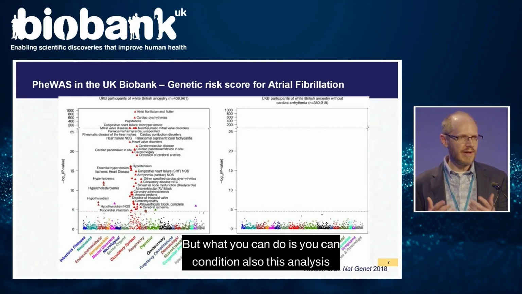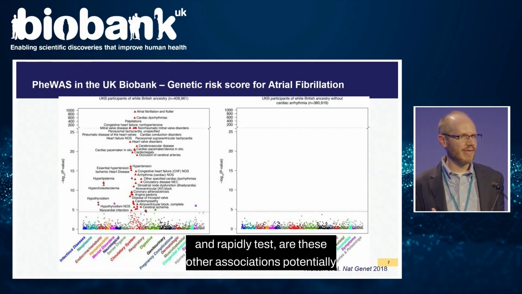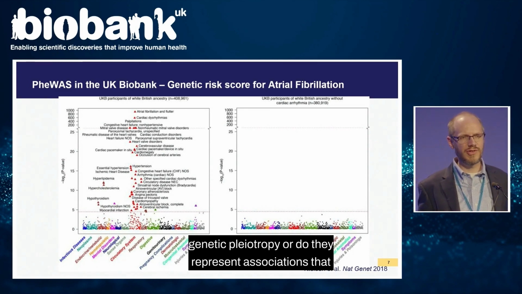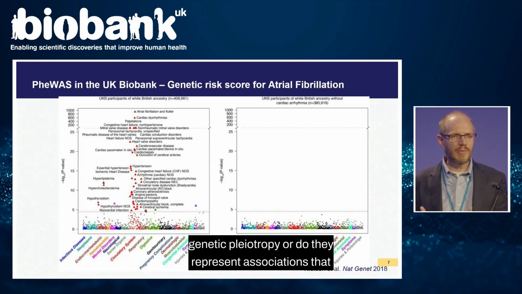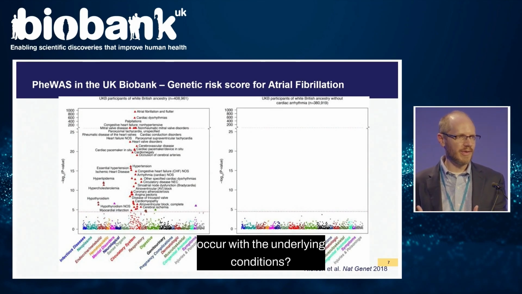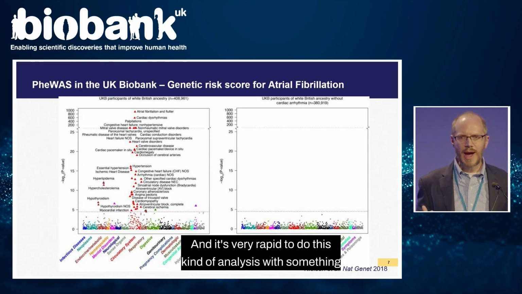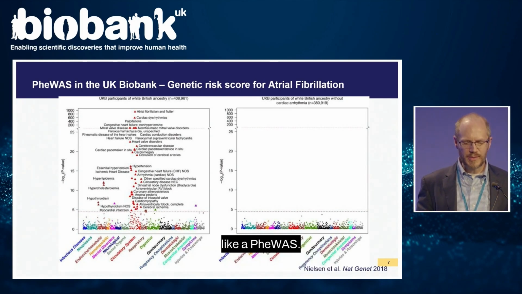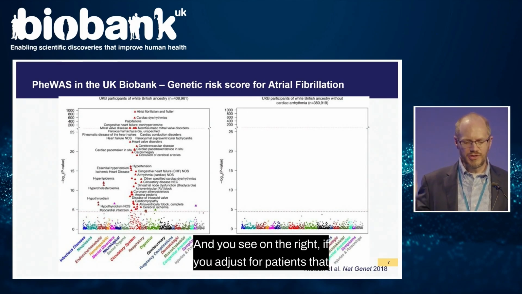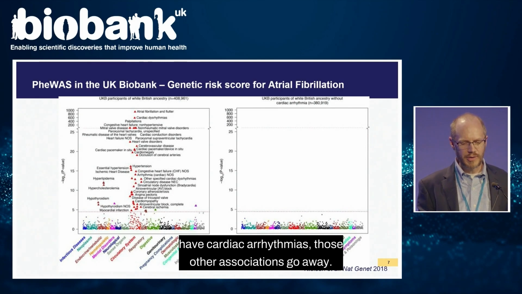But what you can do is condition this analysis and rapidly test, are these other associations potentially genetic pleiotropy, or do they represent associations that occur with the underlying conditions? And it's very rapid to do this kind of analysis with something like a FEWAS, and you see on the right, if you adjust for patients that have cardiac arrhythmias, those other associations go away.